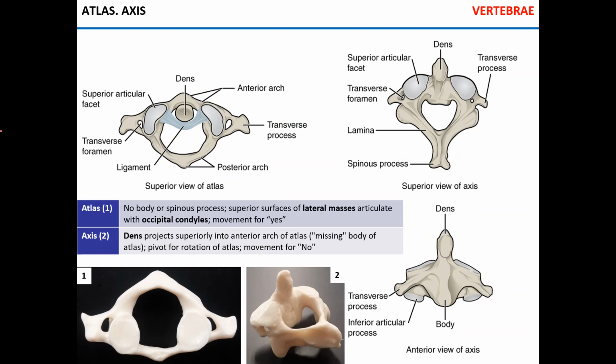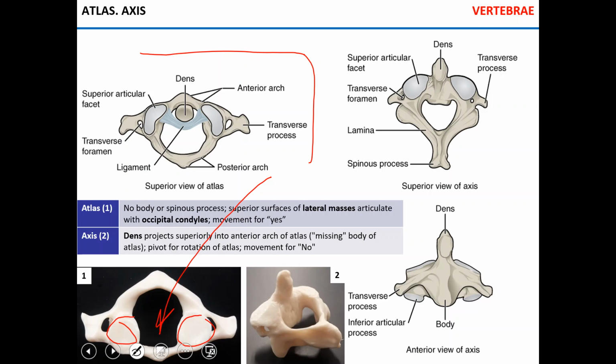Now, there are two very distinct cervical vertebrae, atlas, C1, and axis, C2. This is atlas. So you see it lacks a body. Essentially, atlas lacks a body. The lateral masses here articulate with the occipital condyles of the occipital bone, and basically the atlas provides the way for you to say yes, to nod.